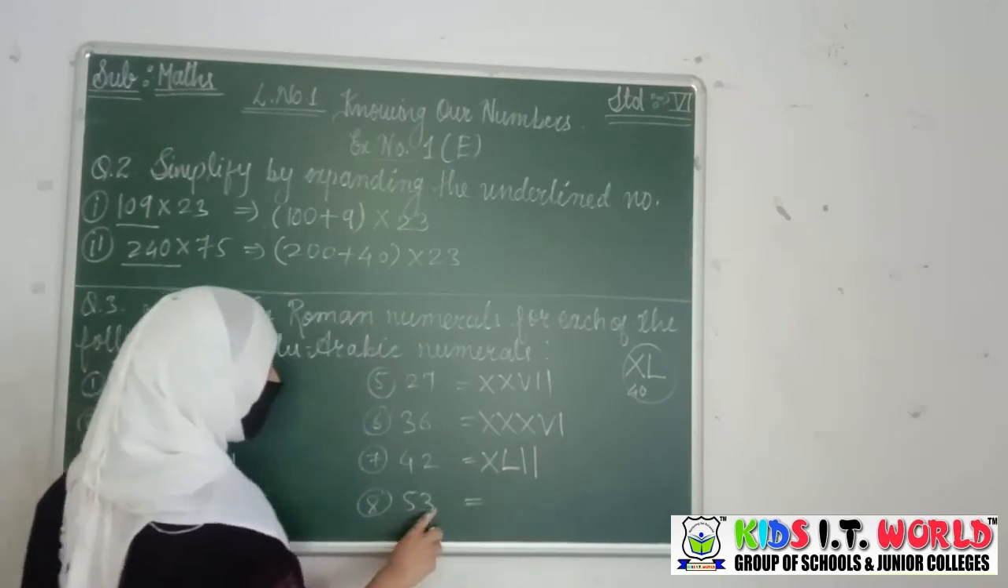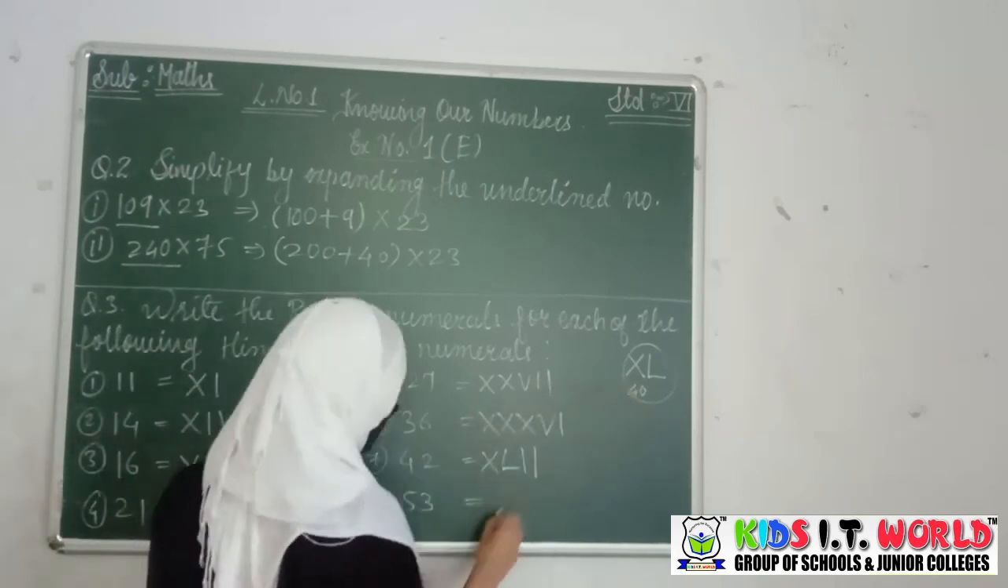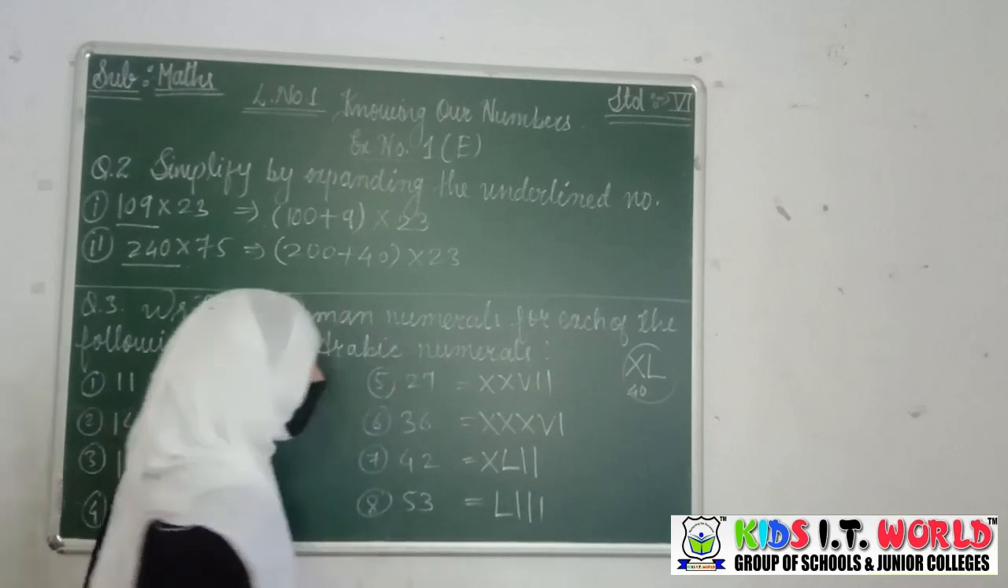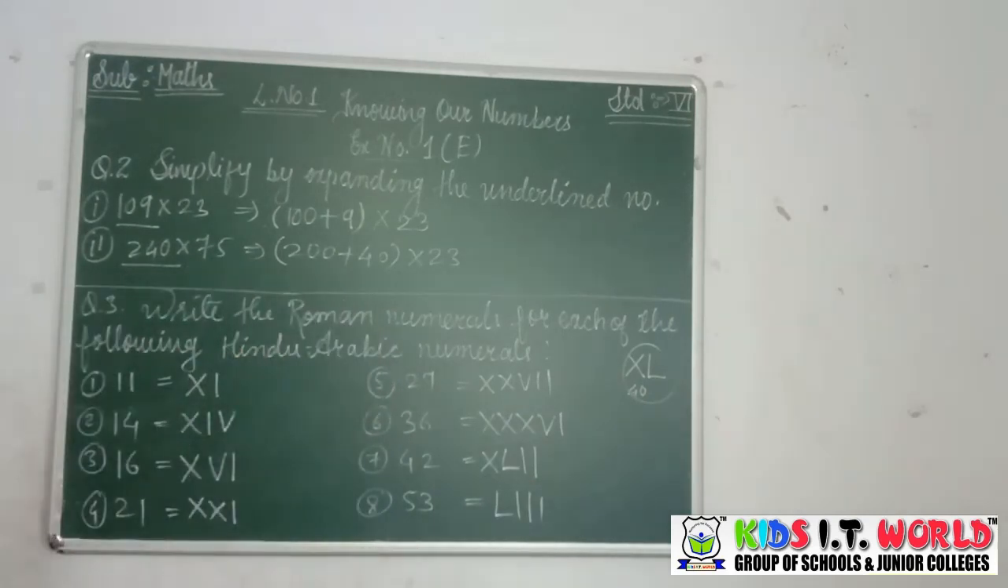Now for 53, we have a value for 50, that is L. Then 1, 2, 3. In this way, you will write the Roman numerals for each of the following Hindu-Arabic numerals. Now we will see the next question.